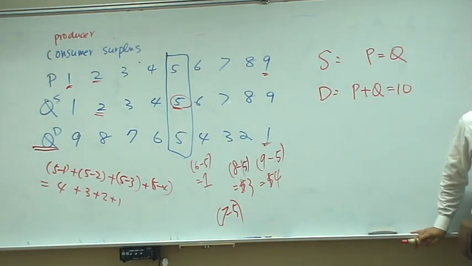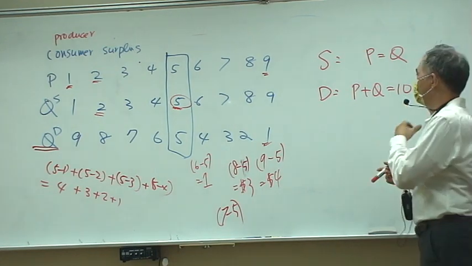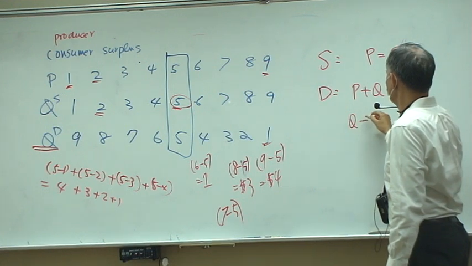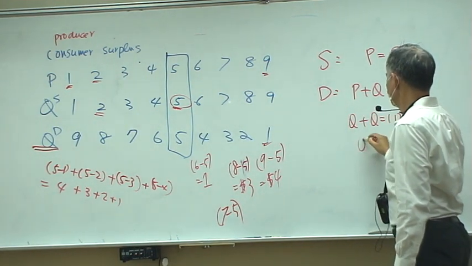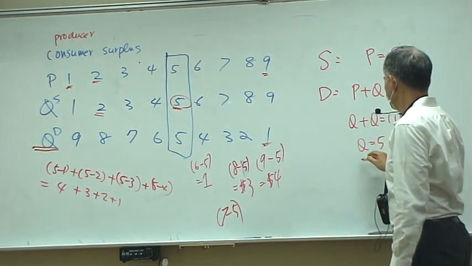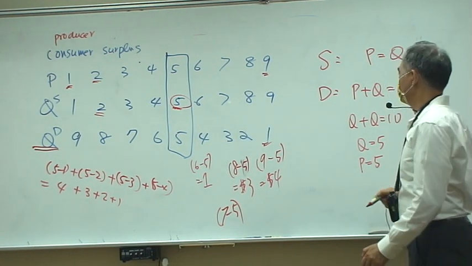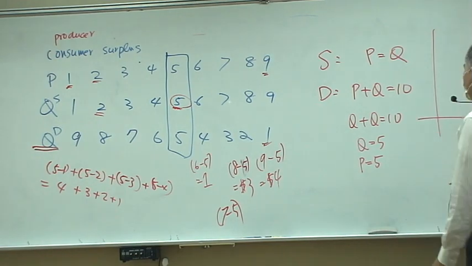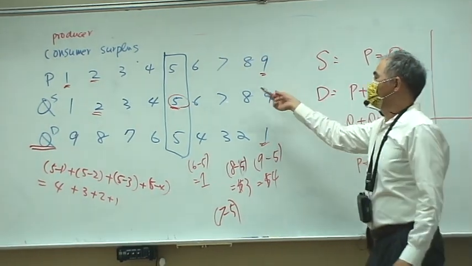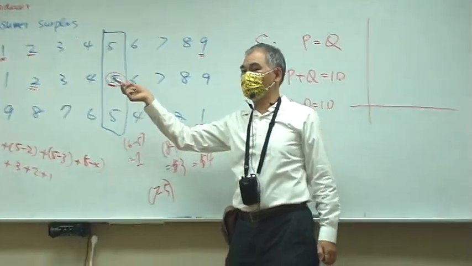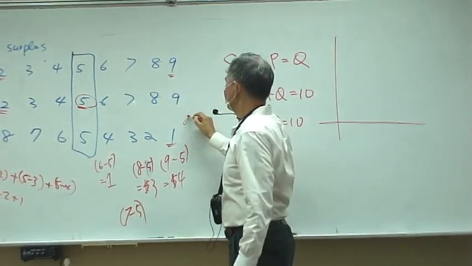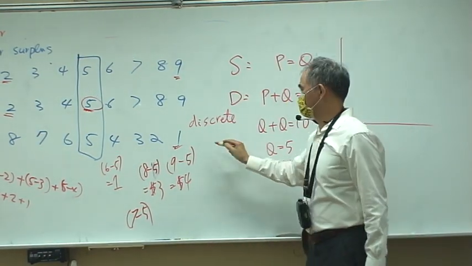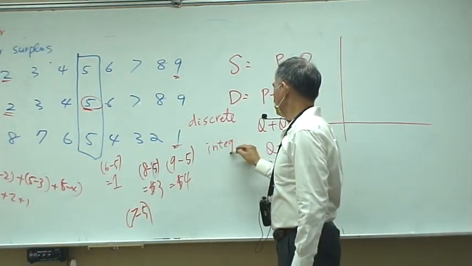Questions? Okay, and so we solve for it. Because P is equal to Q, Q plus Q equals 10, so Q is equal to 5, and of course, price will be equal to 5. This is one way to calculate producer surplus or consumer surplus if it is discrete. Discrete means it is integer.